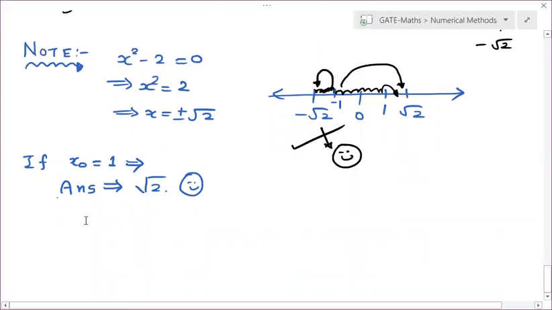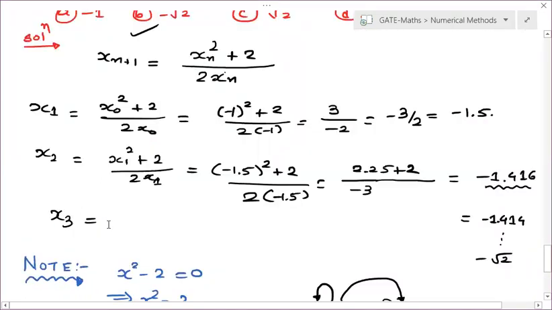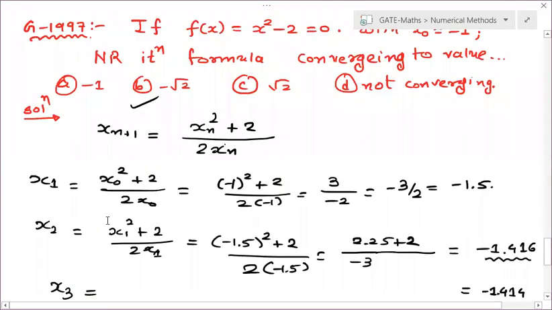Okay, I'm repeating this once again. So Hitesh, should I repeat only the last note part or this whole explanation of this question first? Yes, sir. Last note. Okay, last note.